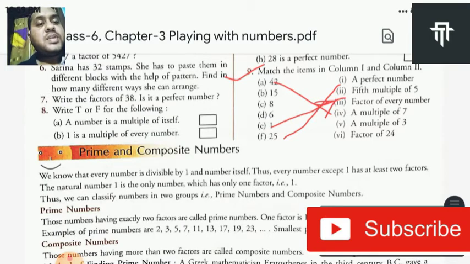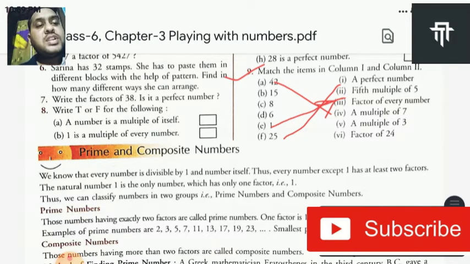Now, a perfect number. So we have a factor of 24. Which one is the factor of 24? 6 is a factor of 24, and 3 is also the multiple. A multiple of 3 is also 6, and a factor of 24 is also 6, and a factor of 24 is also 8. A multiple of 3.